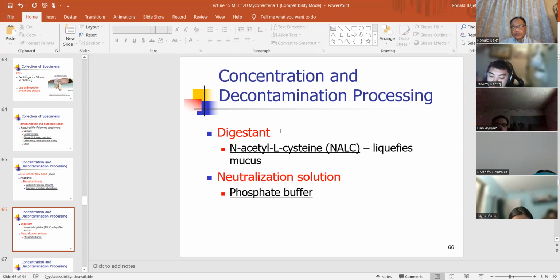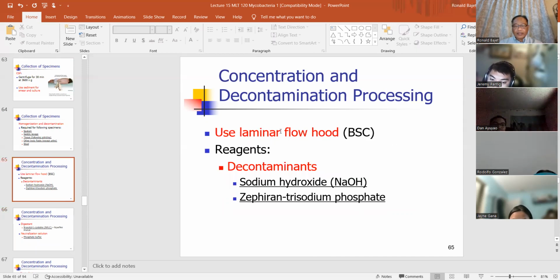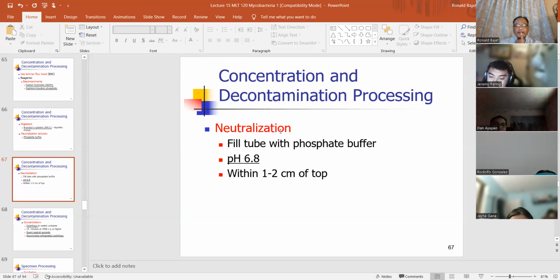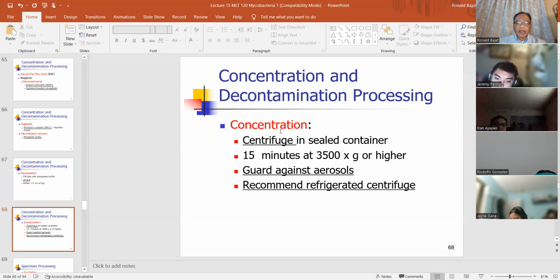And then there's the neutralization solution, and that's basically a buffer. Okay, that'll maintain pH, a phosphate buffer. So decontaminants, digestant, and neutralization solution. Neutralization is filling the tube with phosphate buffer, pH 6.8, to within 1 to 2 centimeters from the top. So you're just adding that much buffer to the specimen.